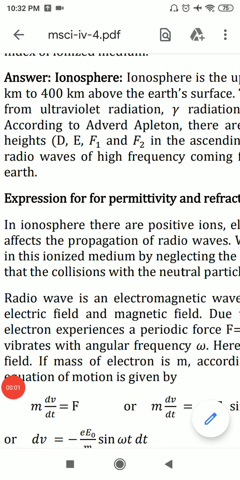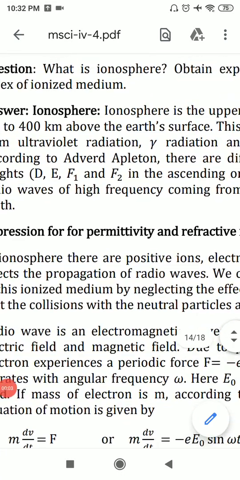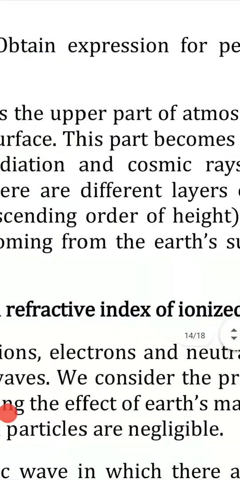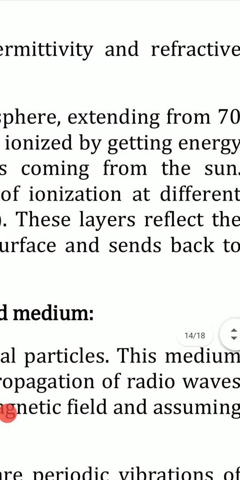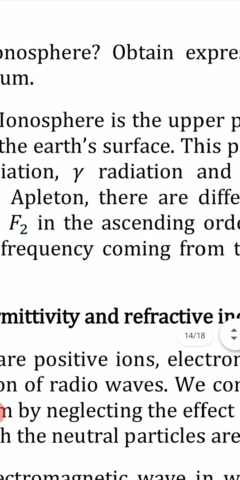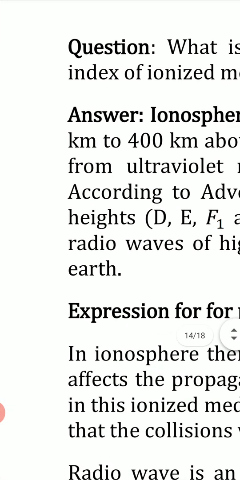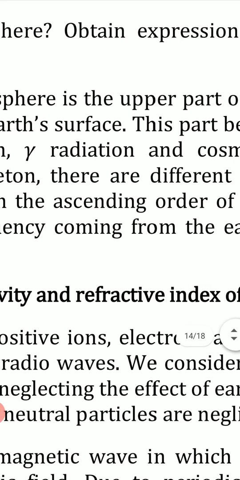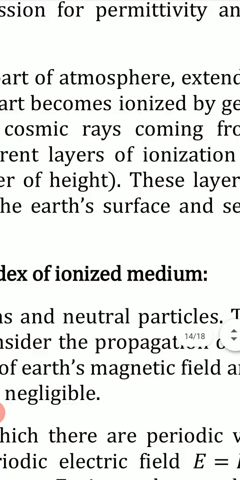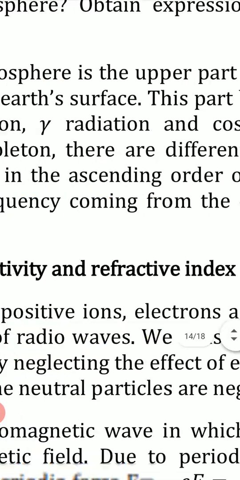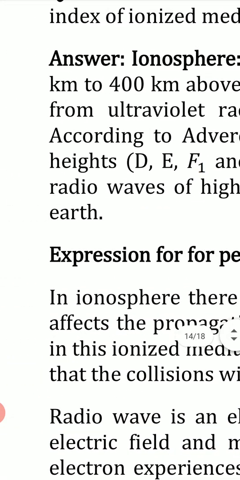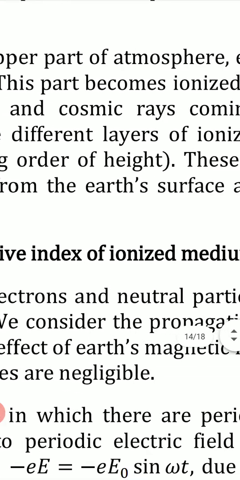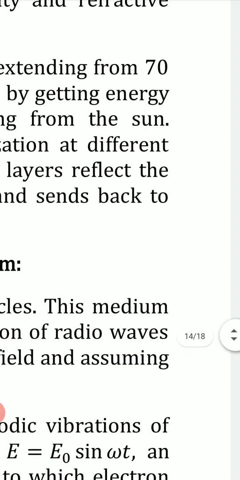Today's topic is ionosphere. Ionosphere is the upper part of atmosphere extending from 70 km to 400 km above the Earth's surface. This part becomes ionized by getting energy from ultraviolet radiation, gamma radiation, and cosmic rays coming from the sun.